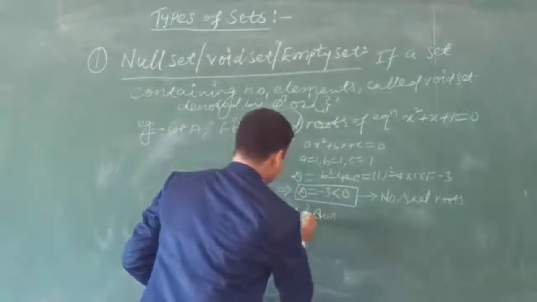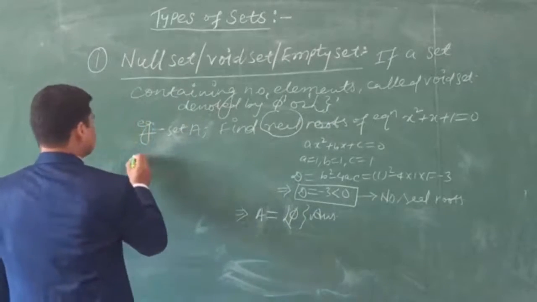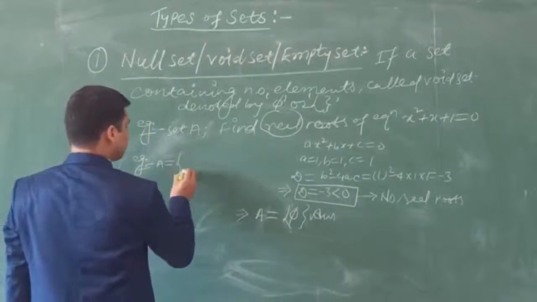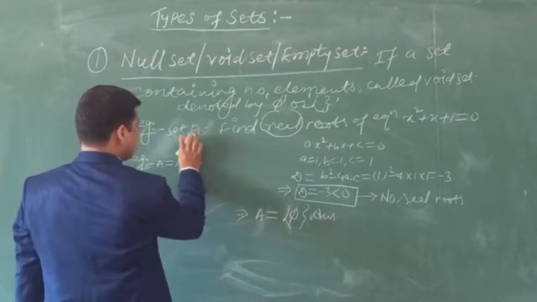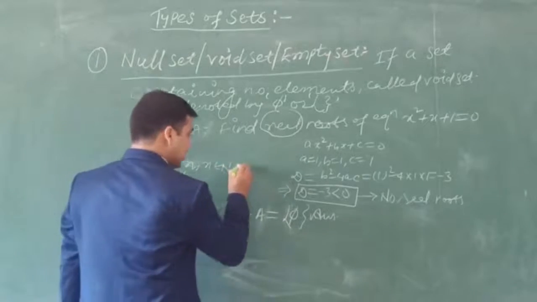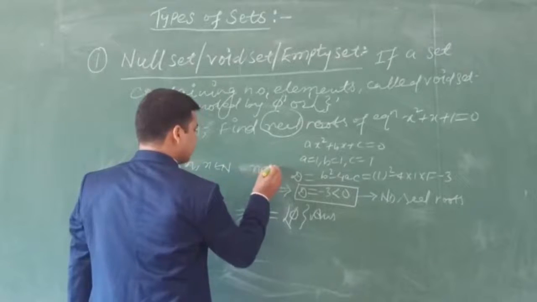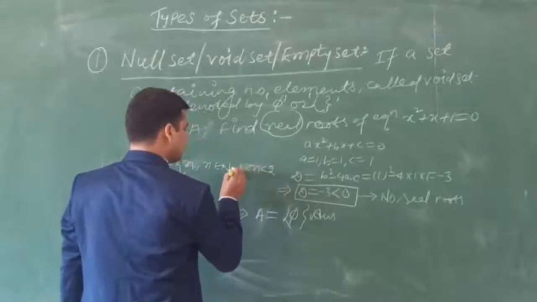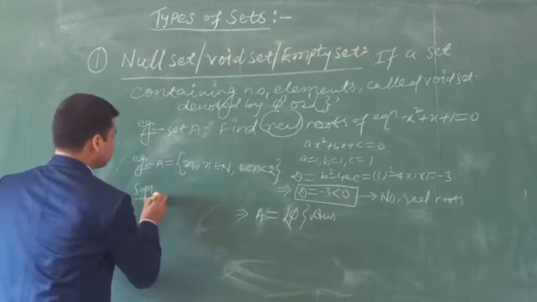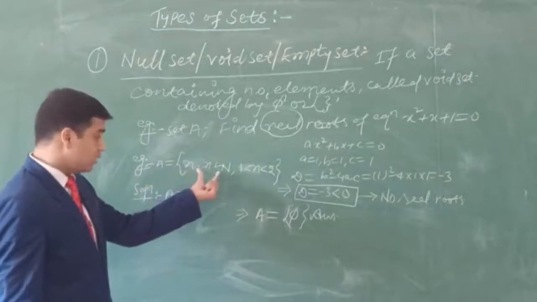So A equals to phi. This is your answer. If I take one more example here, suppose set A is there, and here x, n is there, and n belongs to natural number, and n lies between 1 and 2. Okay, so see this. What is the solution? See this here, set A is given in property method, so we need to convert it into roster form.